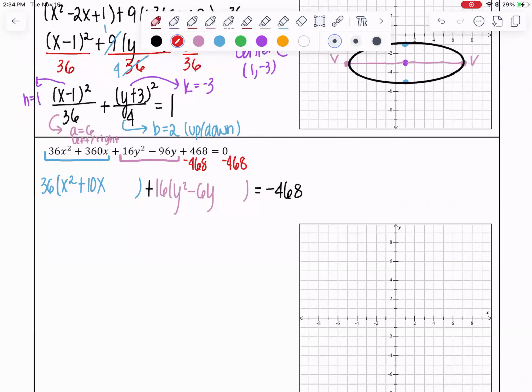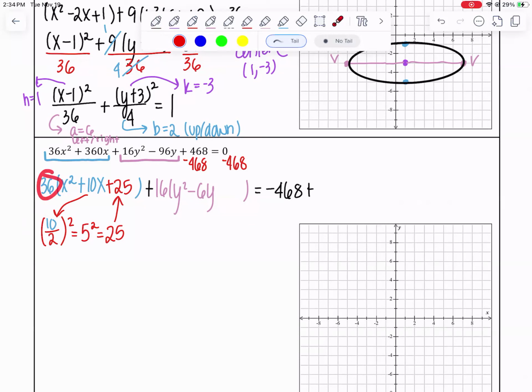All right. To complete the square, I'm taking this 10, dividing it in half, and squaring it. 10 divided by 2 is 5, so we have 5 squared, which is 25. So plus 25. On the other side over here, I am adding 36 times 25.